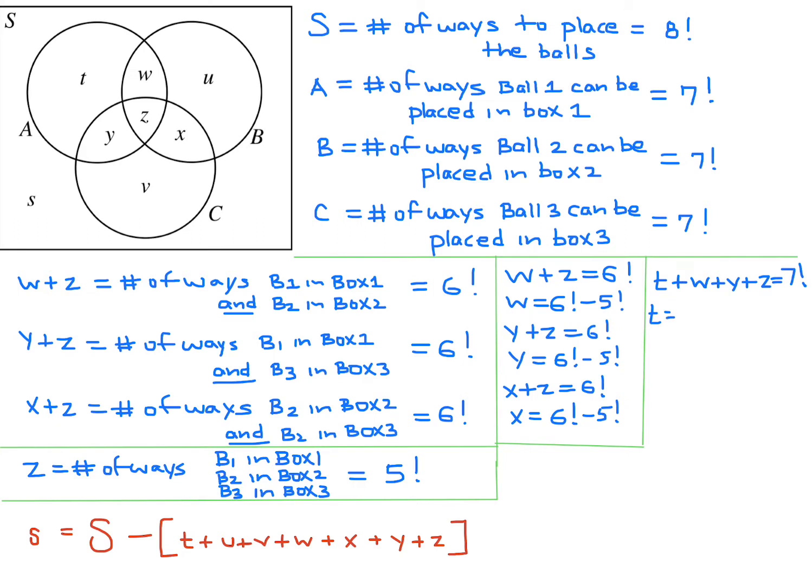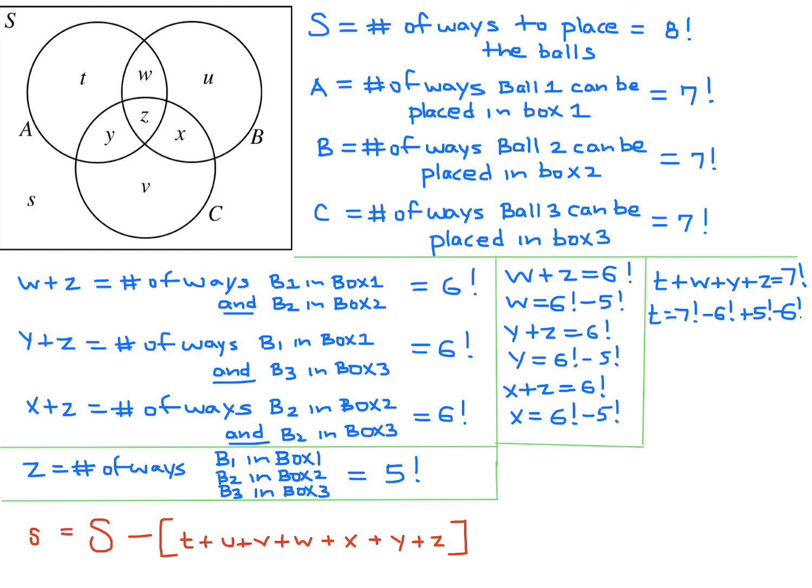Well, if I isolate for t, it will be 7 factorial minus w, which is this guy right here, so minus 6 factorial plus 5 factorial, right, when I subtract them. And then minus y plus z. And y plus z is 6 factorial. So minus 6 factorial.